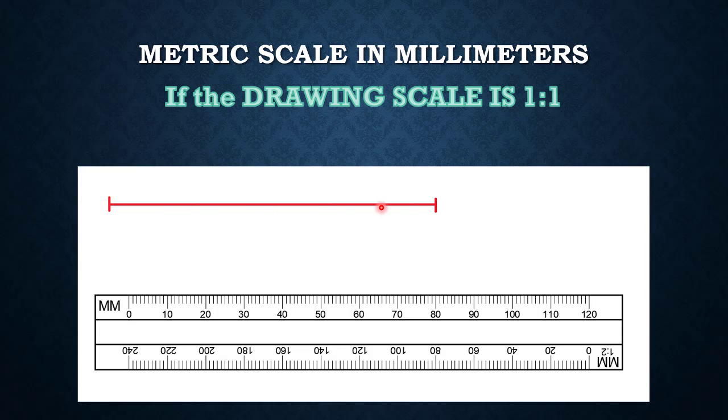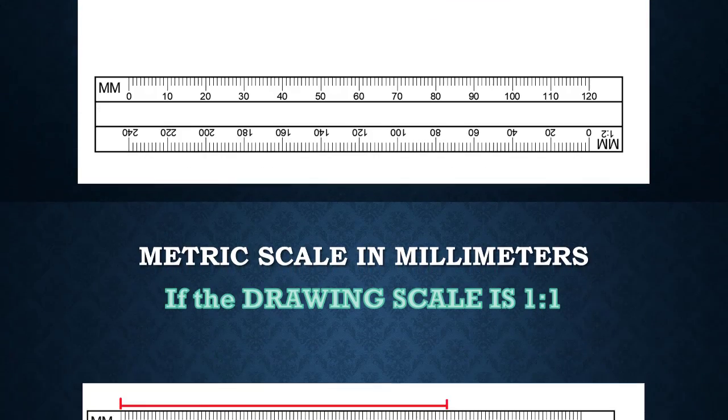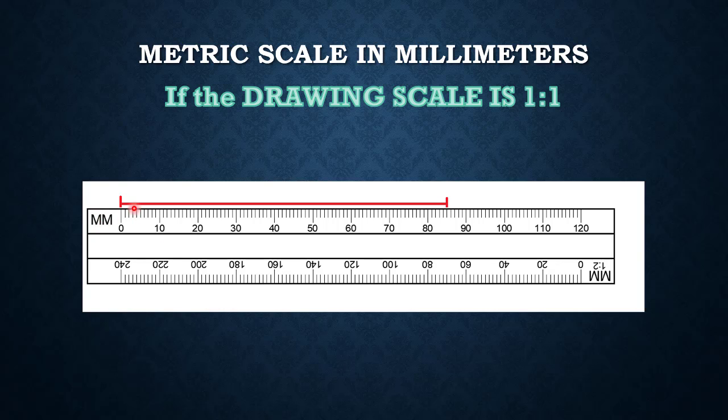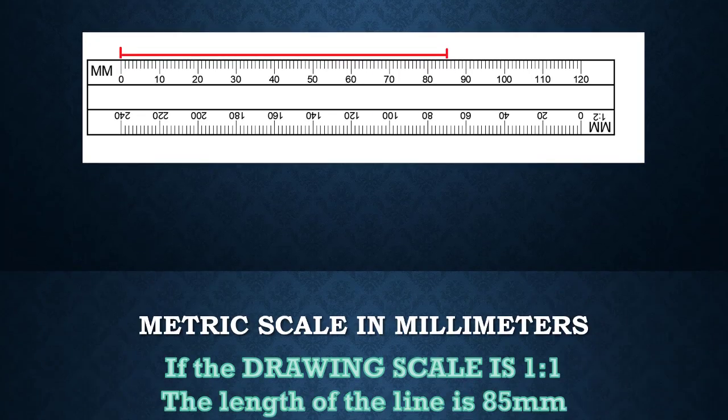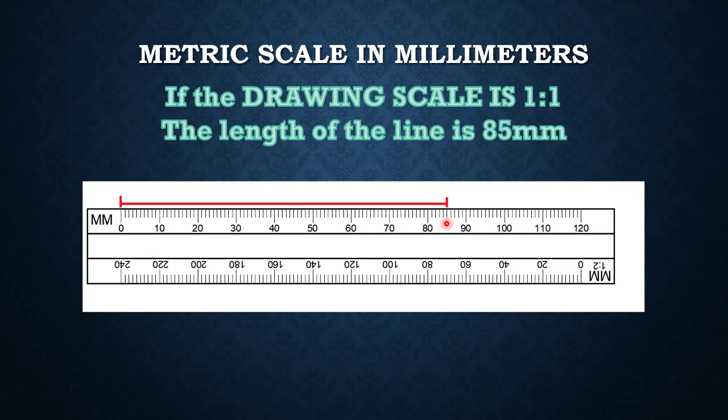So let's say we have a line like this in a drawing and we need to figure out what the length is. If the drawing scale is 1:1, all you have to do is get the ruler closer to the line, align it with your 0 value, and read your scale. In this case, the length of the line is 85 millimeters.